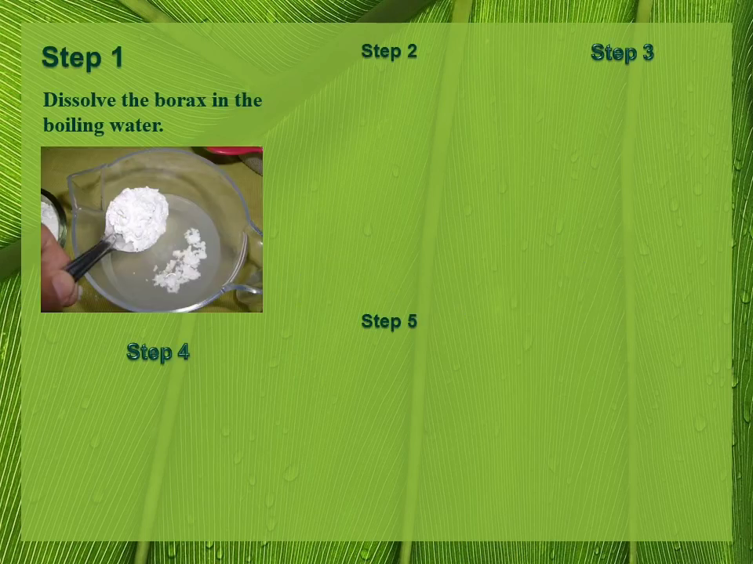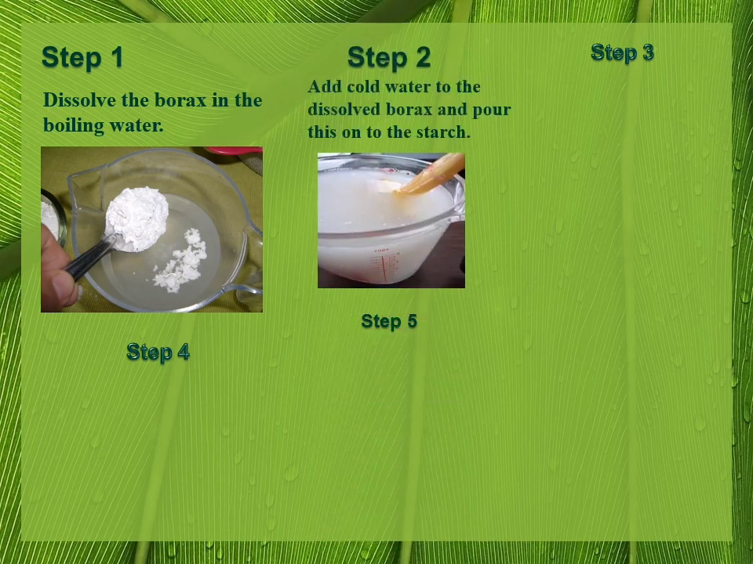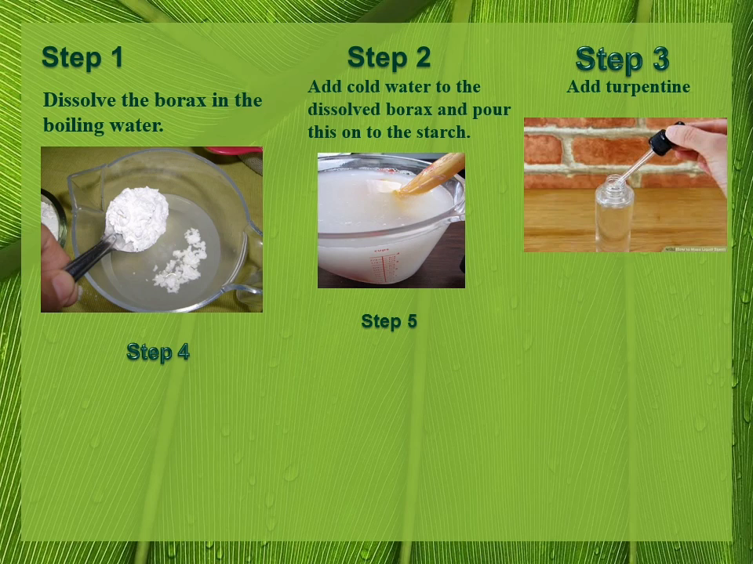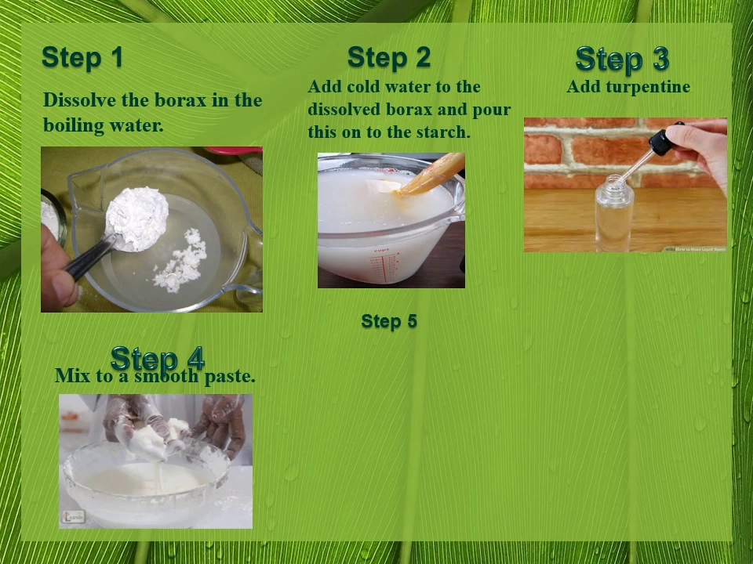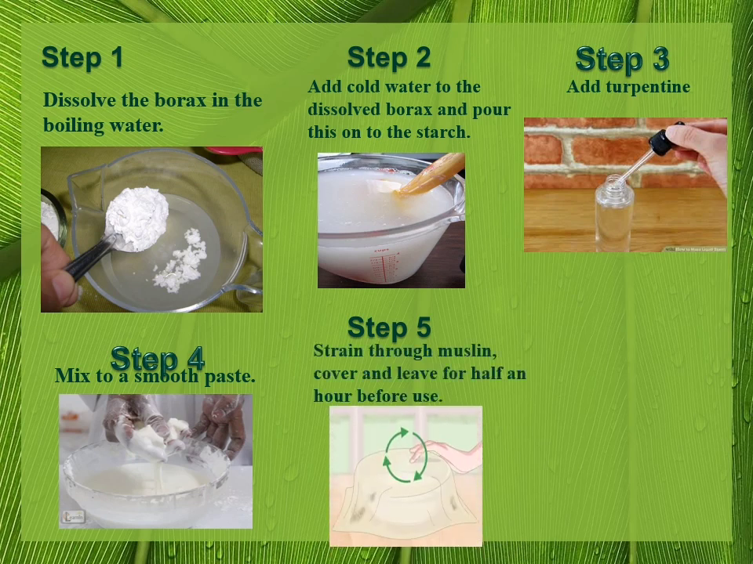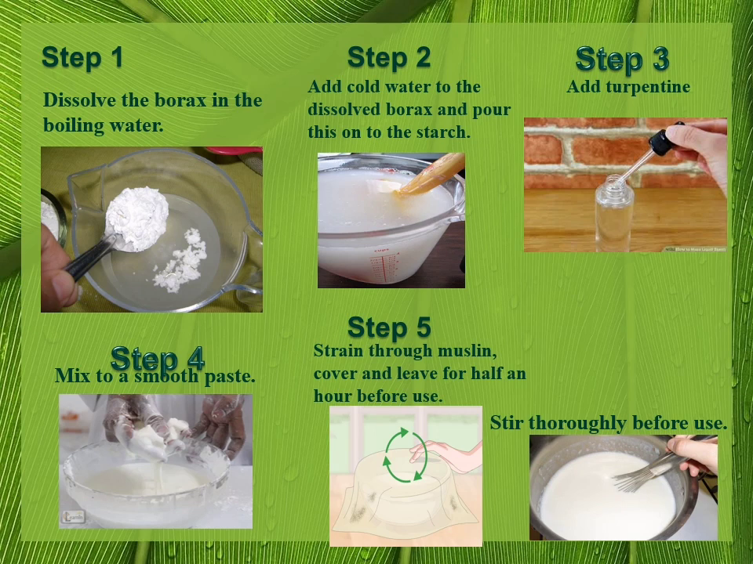Step 1. Dissolve the borax in boiling water. Step 2. Add cold water to the dissolved borax and pour this onto the starch. Step 3. Add turpentine. Step 4. After mixing the turpentine onto the cold water starch, it is made into a smooth paste. Strain through muslin, cover and leave for half an hour before use. Stir thoroughly before each use.